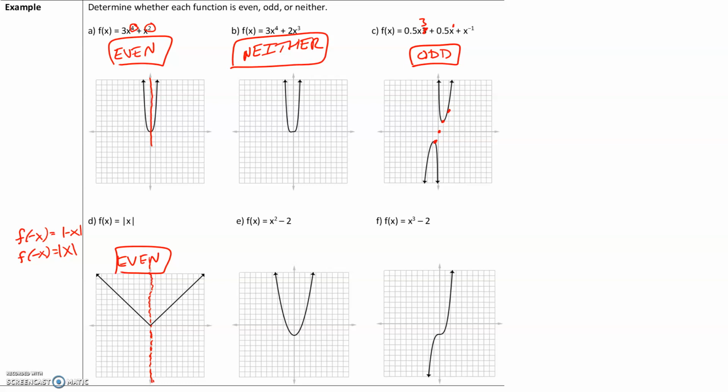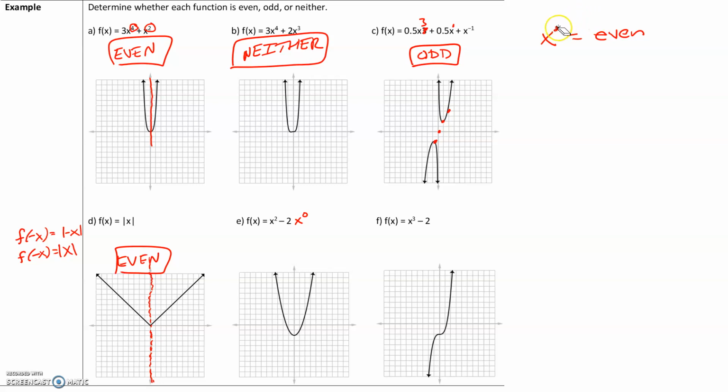Okay, then we've got f of x equals x squared minus 2. All right, so first, let's check just looking at the equation. So we have x squared. Now, I'm going to give you guys a little hint. If there's no x, that means it's x to the 0 power. If the variable x isn't there, it's x to the 0 power. And in this case, we're going to consider x to the 0 power to be even.